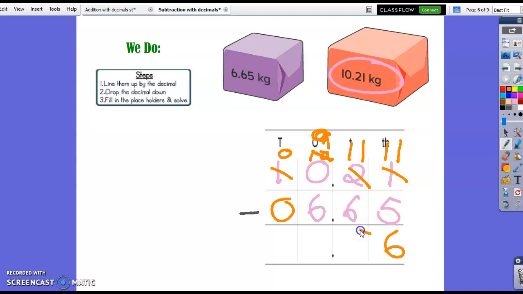11 minus 6 is 5. 9 minus 6 is 3. And your answer is 3 and 56 hundredths. Pause the video here. Check and make sure your math is correct.